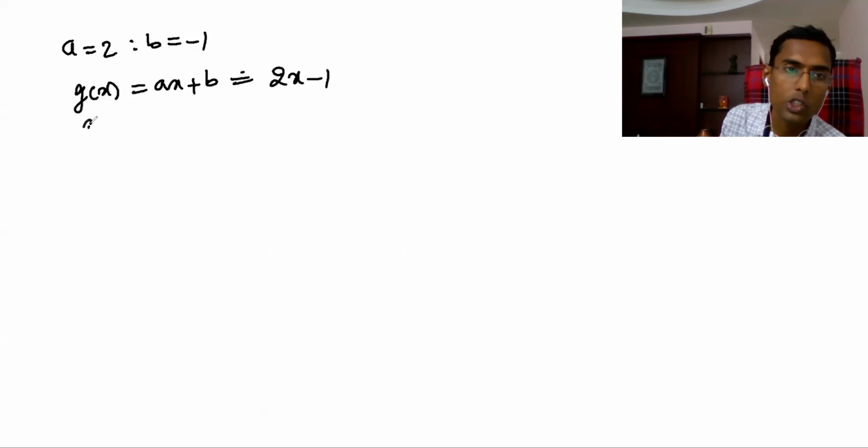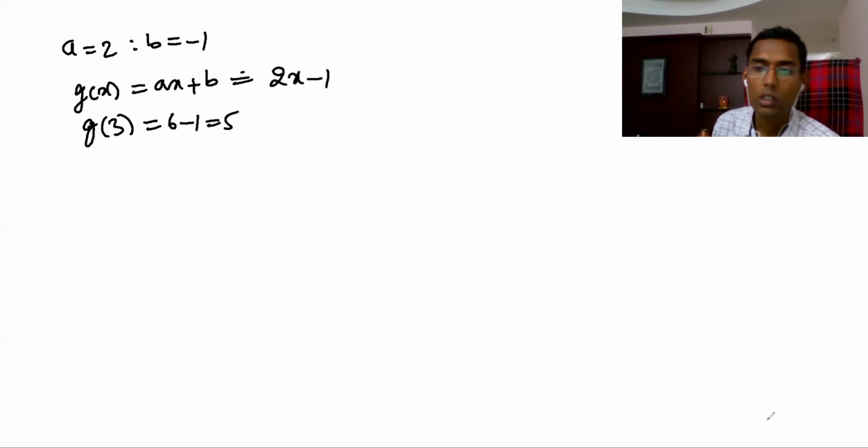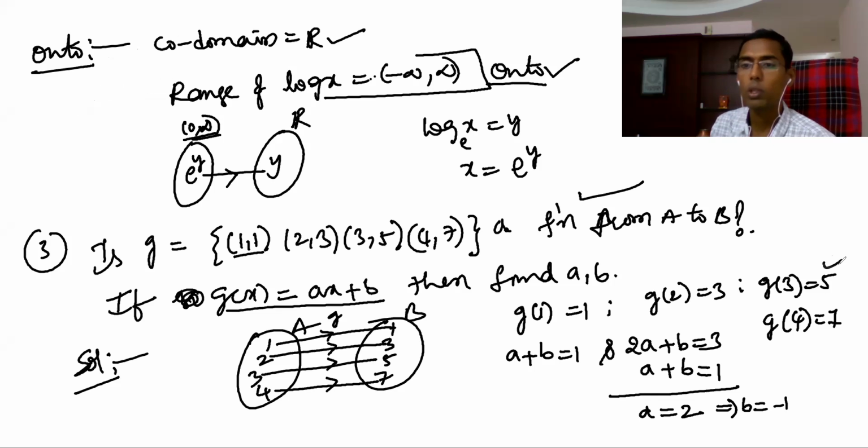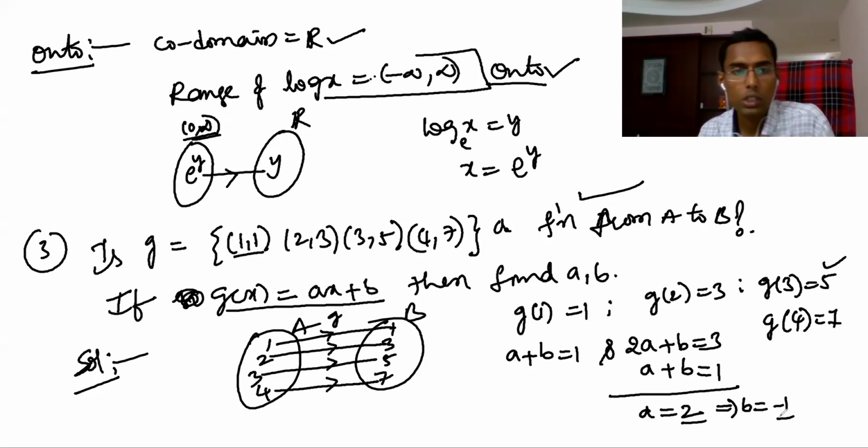So automatically g(3) is 6 minus 1, which is 5. See, g(3) we get automatically. So therefore the values of a and b are 2 and minus 1. This is how this question is solved.